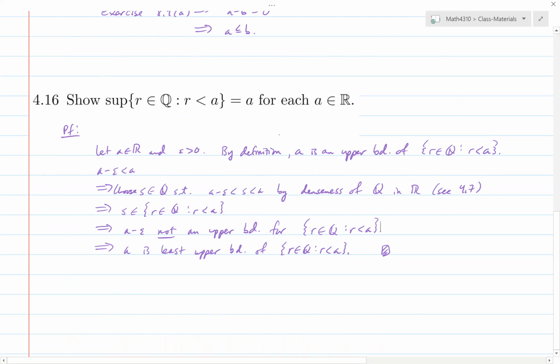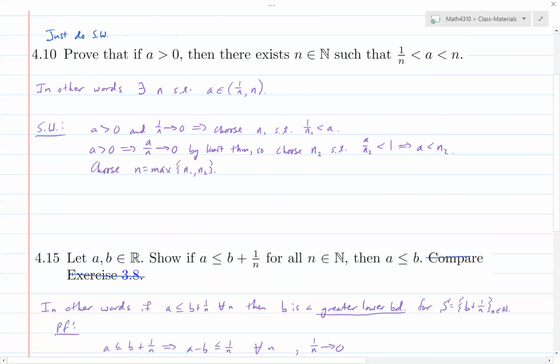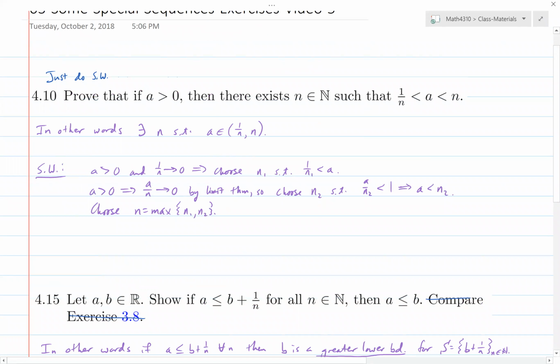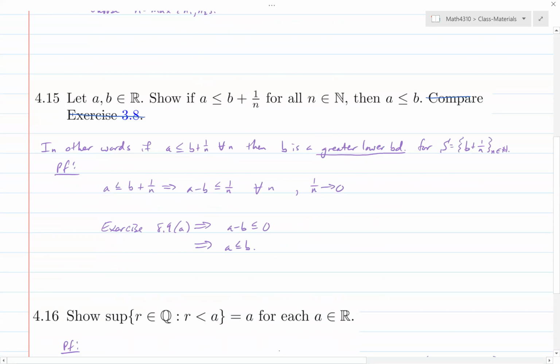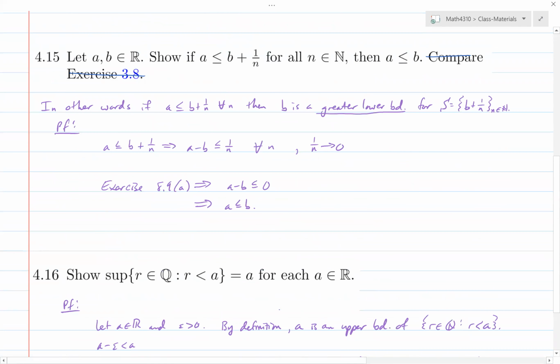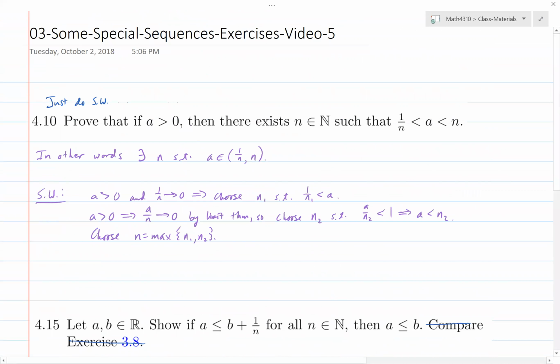So that's it. These are some pretty easy problems. But if you want some additional practice with proofs and sups and infs a little bit, you can play with these problems or read them more carefully. So that's it, a short video, and that's the last one I'll be making for this set of lecture notes.